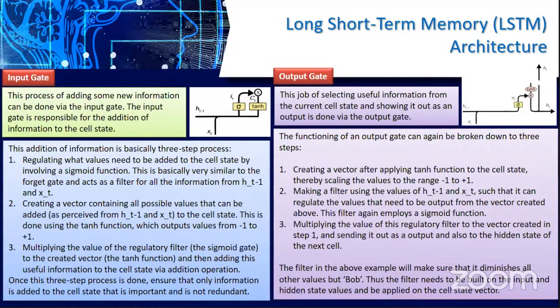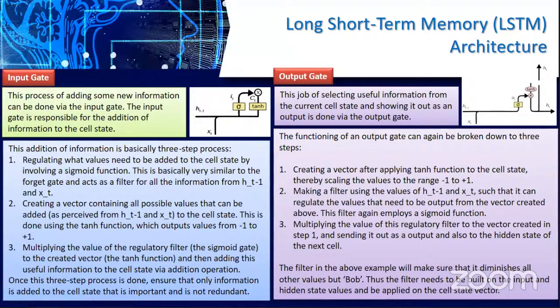The next gate is called the input gate. The purpose of the input gate is that wherever you want to add some new information, you can add it using your input gate. So the input gate will be helping you to add some information all the time, right? Okay, so let's see how it works. It has 3 steps. The first step is you check what values you will add to the cell state, right?